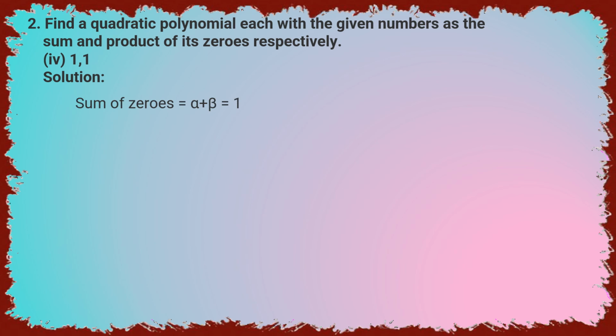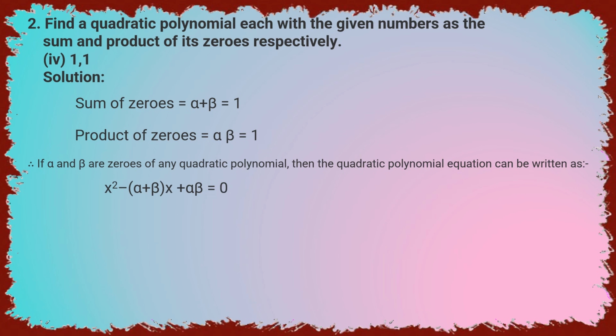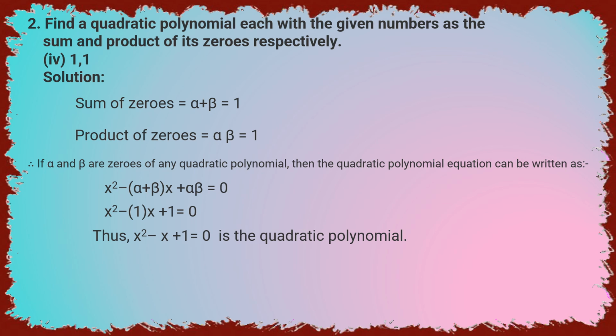1 comma 1. So sum is 1, product is also equal to 1. So x square minus x plus 1. Alpha plus beta is 1 and alpha beta is 1. So this is the polynomial.